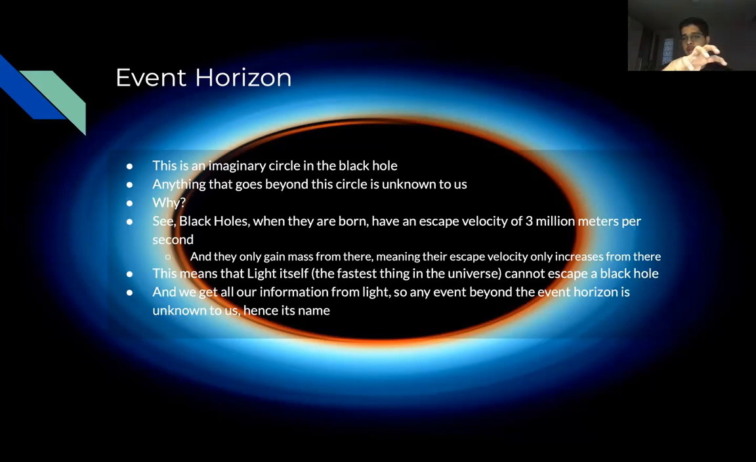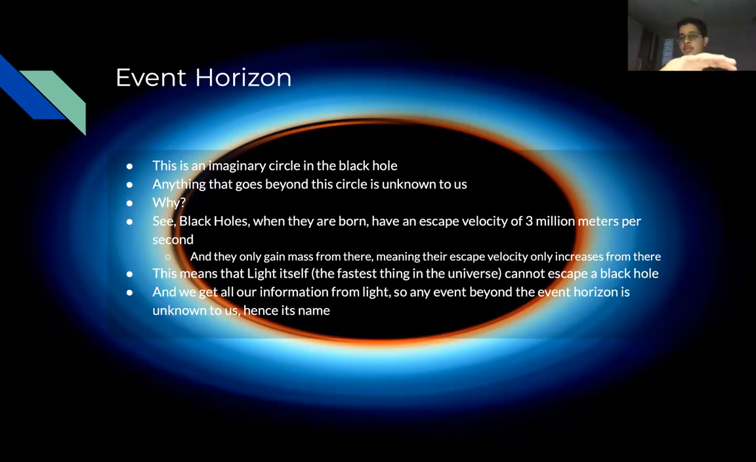The event horizon is... So that's why it's called a black hole, because it's black. Yes. We get all our information about black holes from light. Any event beyond the event horizon is unknown to us, which is why it's given that name. Light cannot escape the event horizon. You cannot see beyond the horizon, right? On Earth, you cannot see what's beyond the horizon. So any event beyond the horizon is unknown to us, which is why we call it that. But yes, light itself cannot escape a black hole.